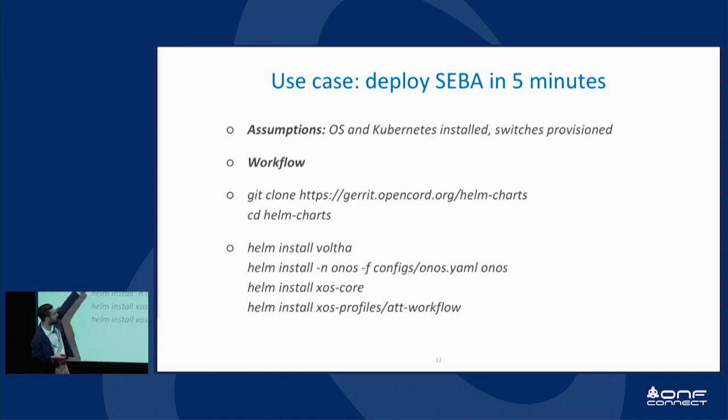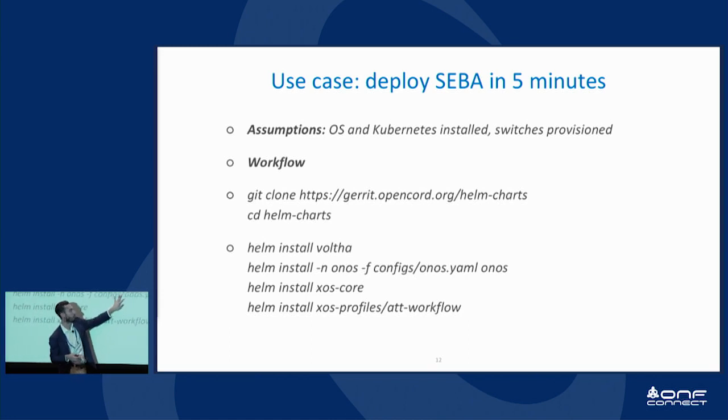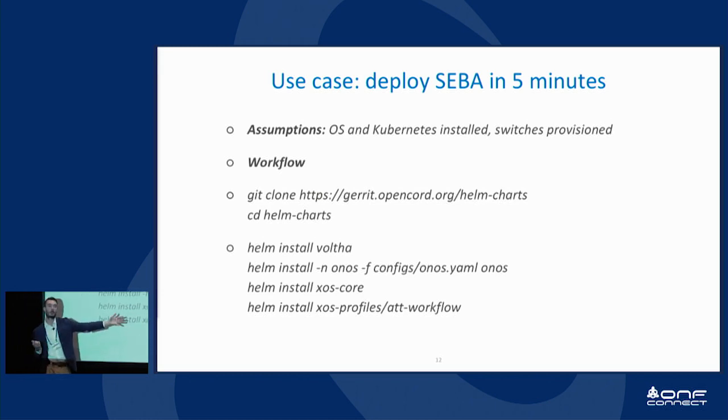You download the repository of the Helm charts, you go inside the repository, you install VOLTHA, you install ONOS, passing a configuration and saying you are ONOS. You install XOS, and you install the profile of your choice. In this case, I just picked the AT&T workflow as an example. Okay, easy as that.